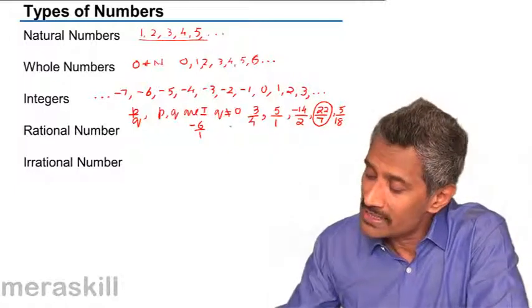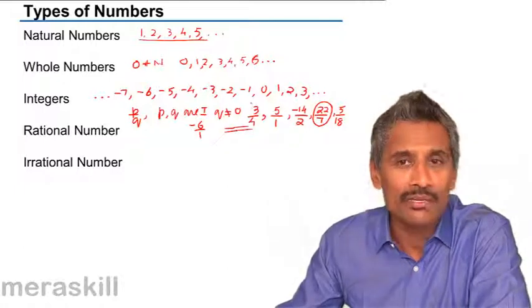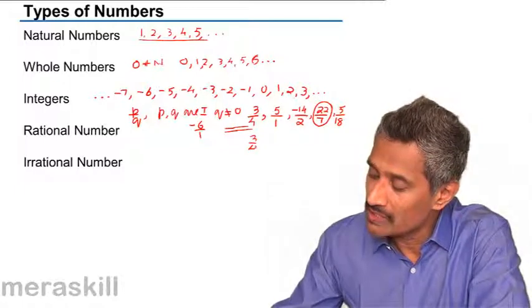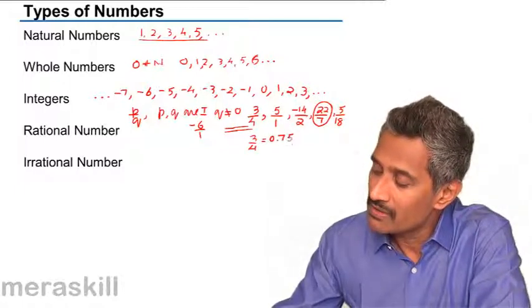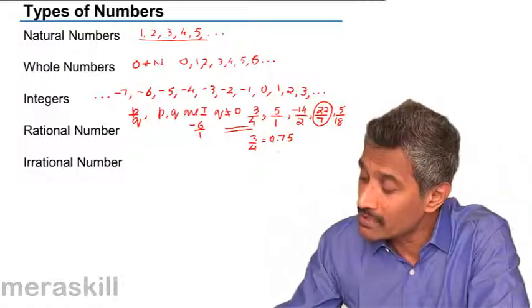Now, a very interesting thing about rational numbers is when you try to actually convert them to decimal form. Say 3 by 4 is actually 0.75. So when you convert it to decimal form, it terminates.